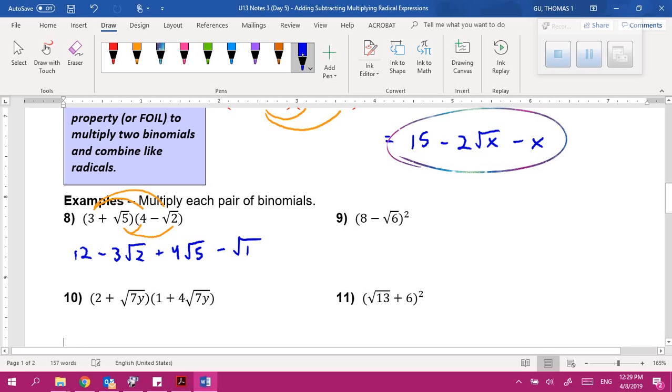Remember, you can multiply inside the radical as long as they have the same index. And so there we go. We have 12 minus 3 square roots of 2 plus 4 square roots of 5 minus square root of 10. Can I combine any of these terms? No, so this is the answer.